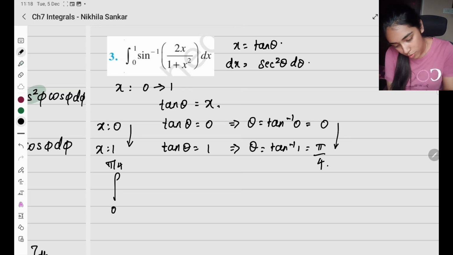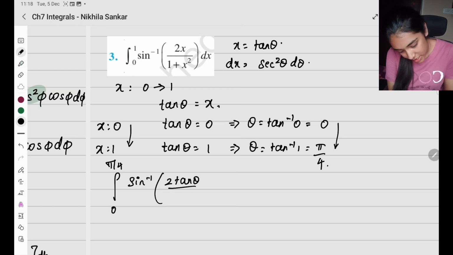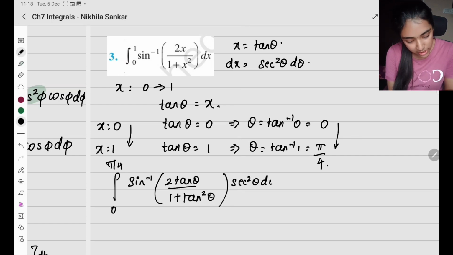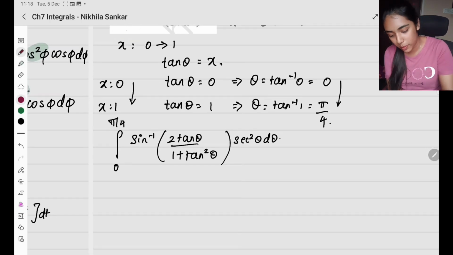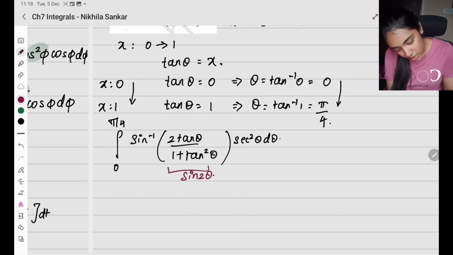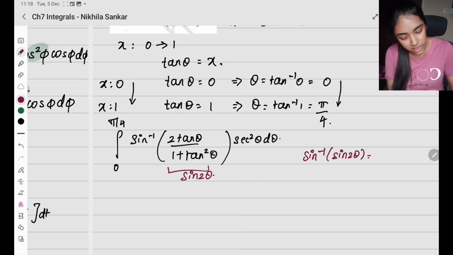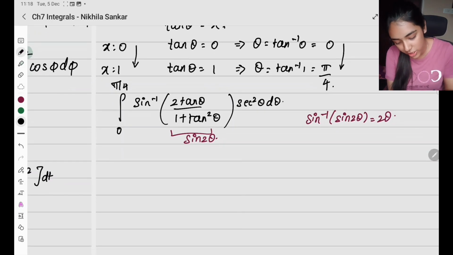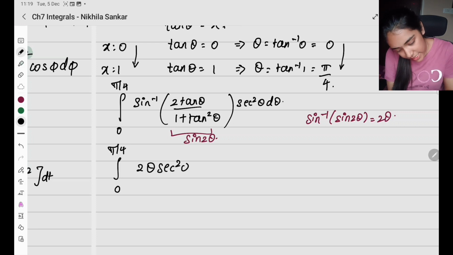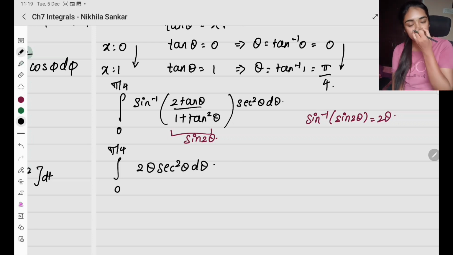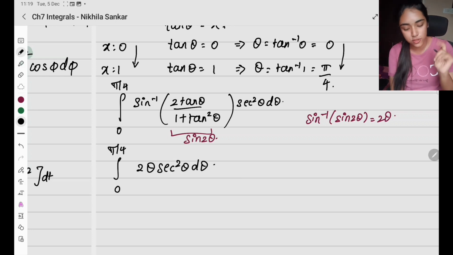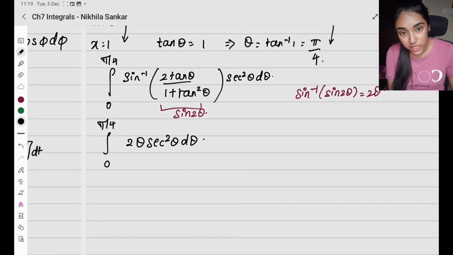So 0 to pi by 4 times sine inverse of 2 tan theta divided by 1 plus tan square theta times secant square theta d theta. So what is 2 tan theta divided by 1 plus tan square theta? This is going to be sine 2 theta. And what do we know? We know that sine inverse of sine 2 theta is going to be 2 theta. Now how does my integral change? I have integral 0 to pi by 4 times 2 theta secant square theta d theta. Do you understand? I have only changed the variable and changed the limits also. Now I am going to solve this by using integration by parts.